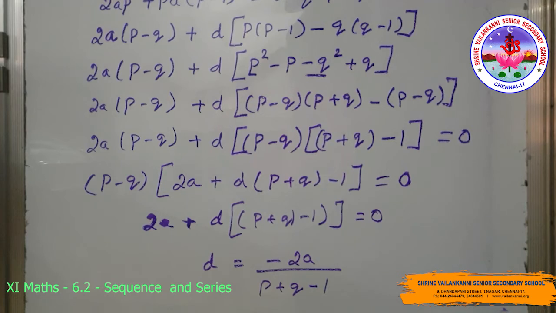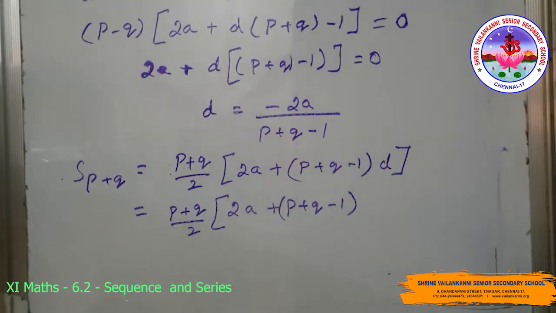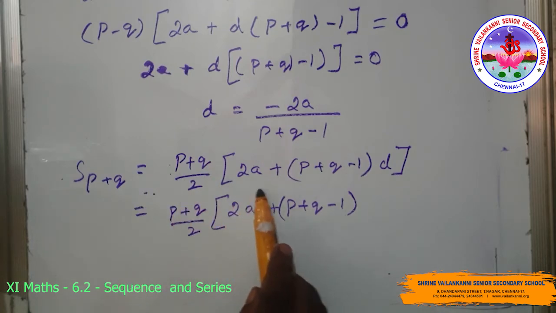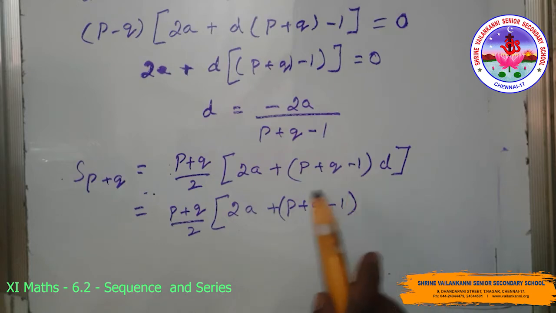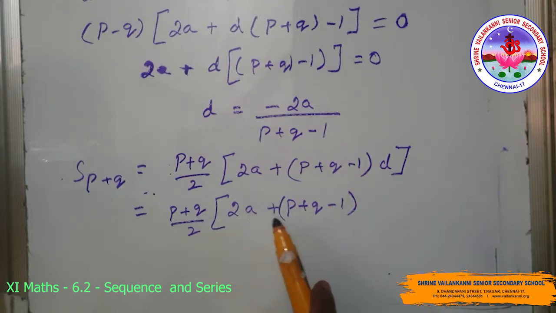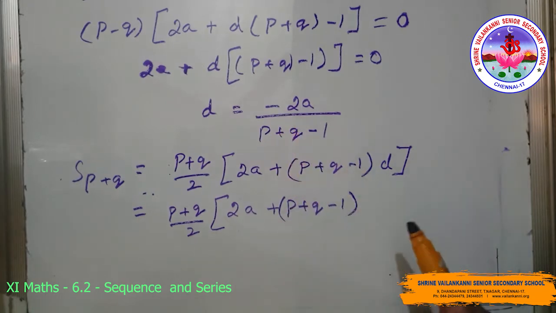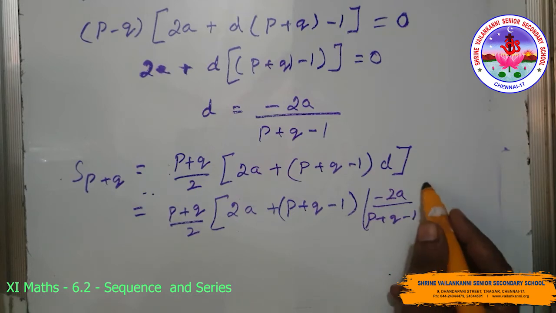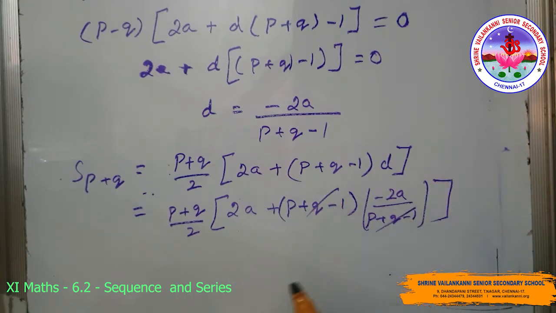Now we have to find S of p plus q terms. S_(p+q) = (p + q)/2 × [2a + (p + q - 1)d]. Substituting the value of d, which is -2a / (p + q - 1), this cancels, and 2a minus 2a is 0, so 0 into (p + q)/2 is 0. So S of p plus q is equal to 0. The sum of the first p plus q terms is 0.